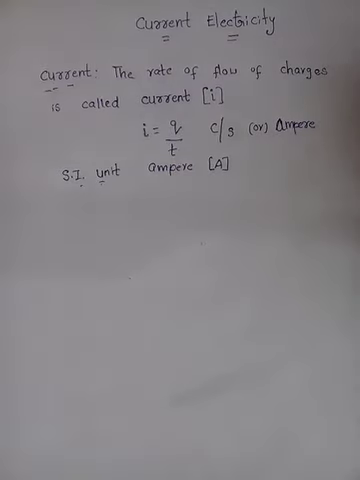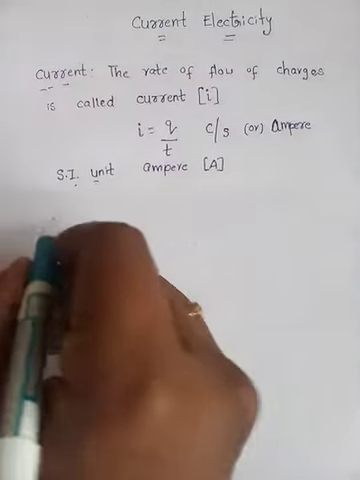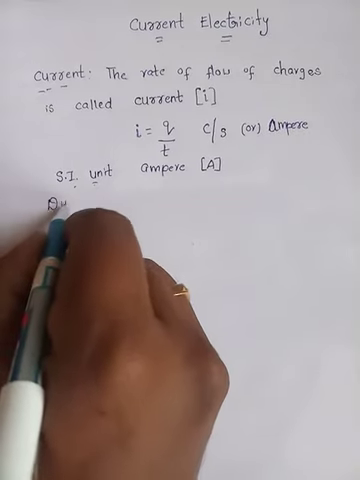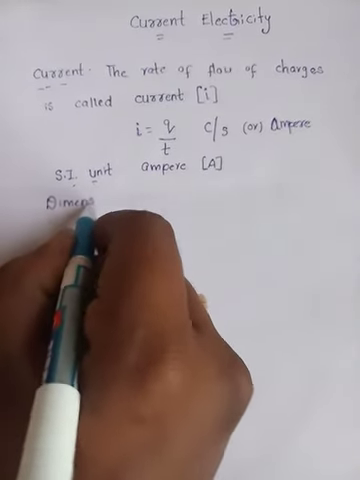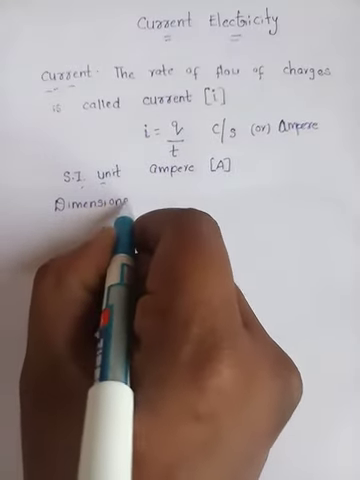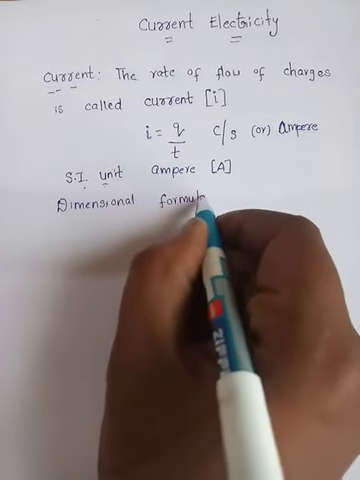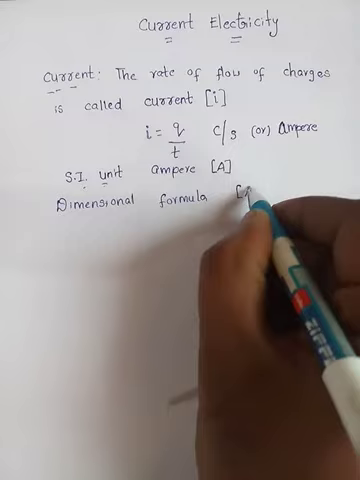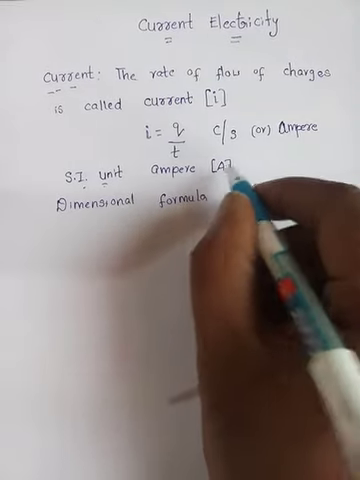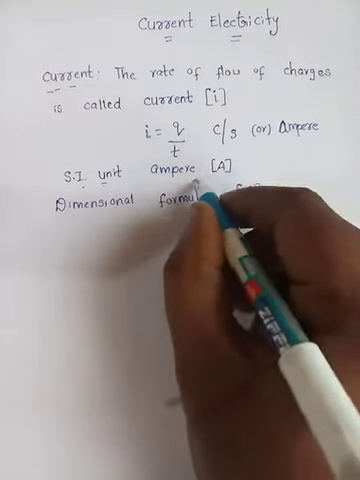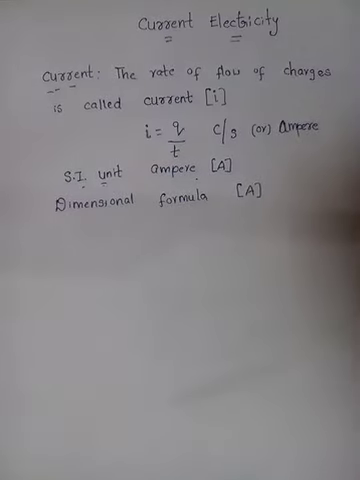Now, what is the dimension formula? Since current is a fundamental physical quantity, the dimension formula is also the same, represented by the symbol A. So this is the SI unit and this is the dimensional formula.